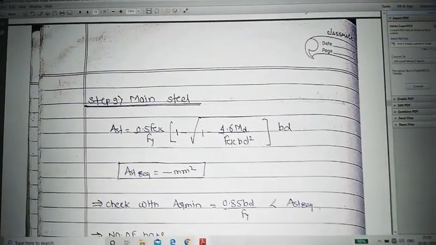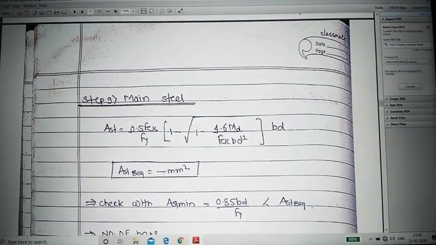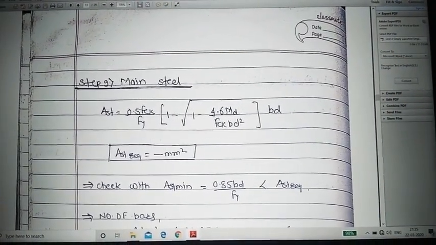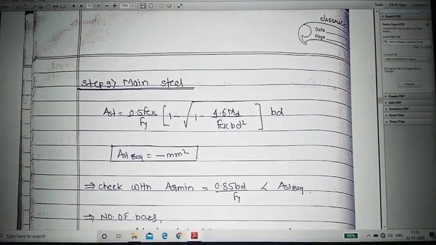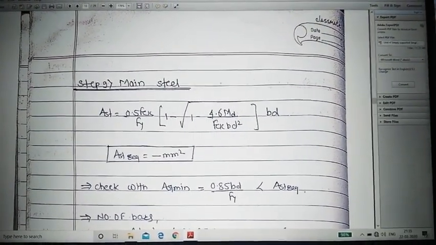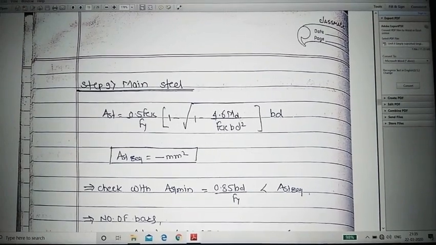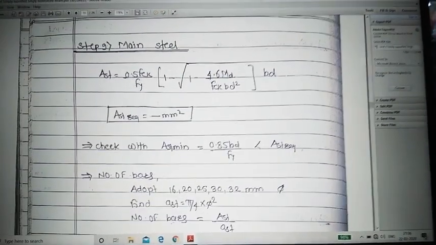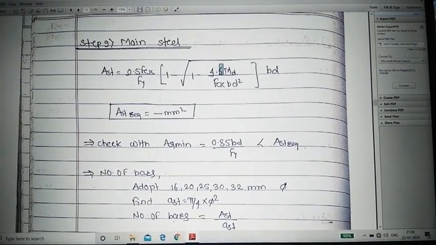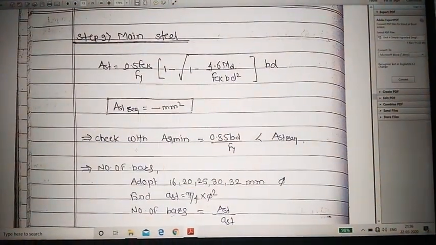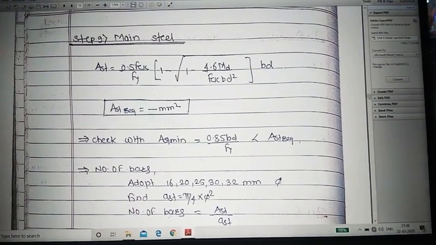Then after that, calculate main steel. So step number 9 is main steel. We know the formula to calculate the main steel, that is 0.5 FCK by Fy, in bracket 1 minus under root 1 minus 4.6 MD divided by FCK BD square, into BD. So calculate AST required as per this bending moment, and then check this AST required with the AST minimum.